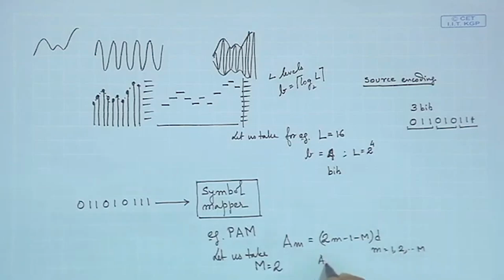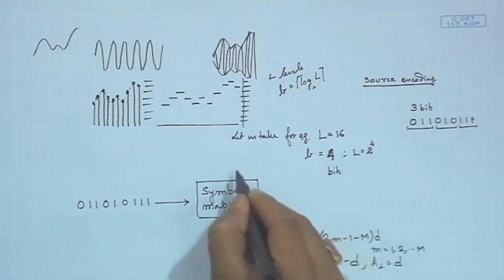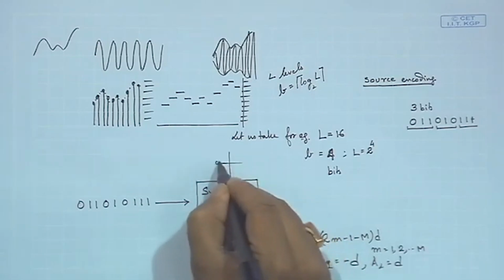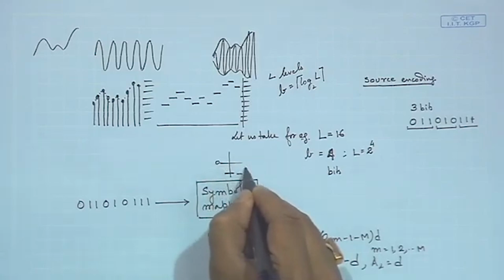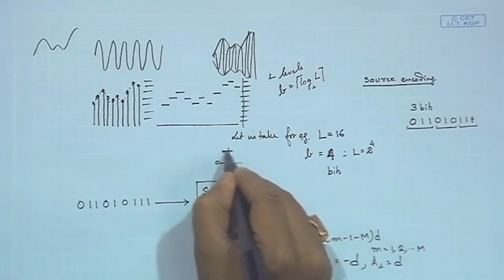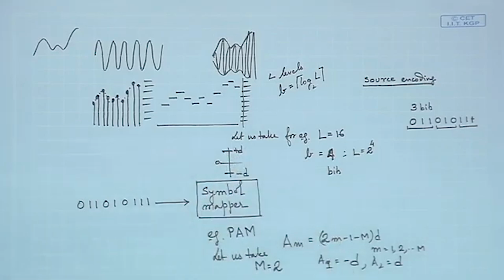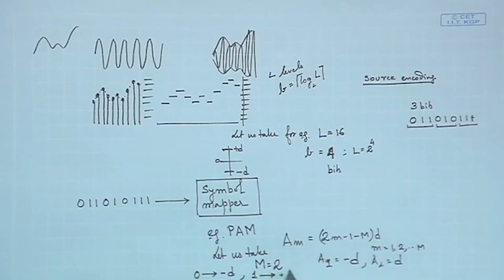The result we got was A1 is equal to d times (2 minus 1 minus 2), that is minus 1 times d, that is minus d, and A2 is equal to d. That means we have at our disposal 2 levels to select from. If this level is 0, this level would be minus d and this level would be plus d, right. And our symbol mapper could be designed in a way that 0 maps to minus d and 1 maps to plus d.